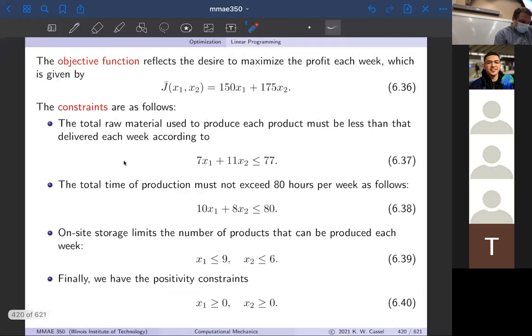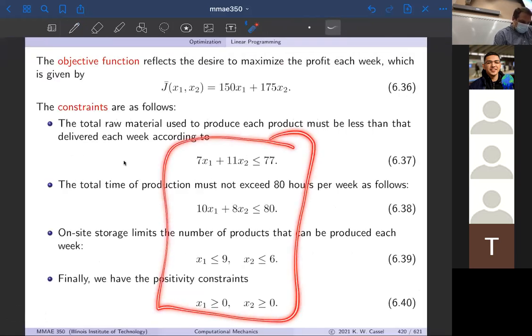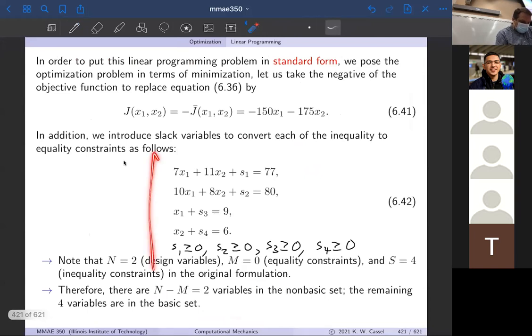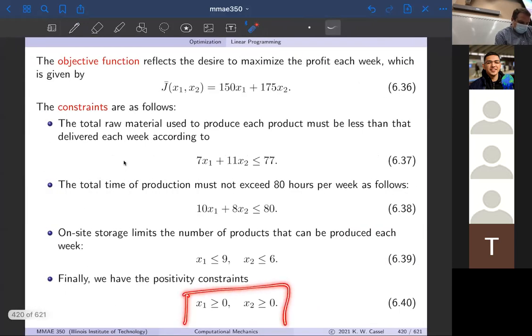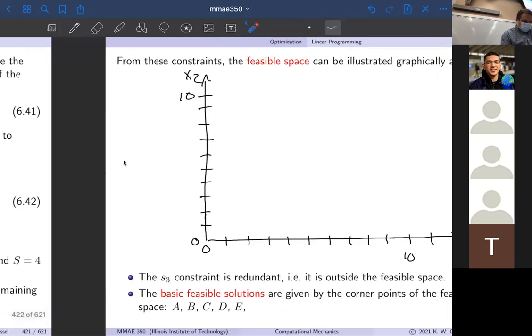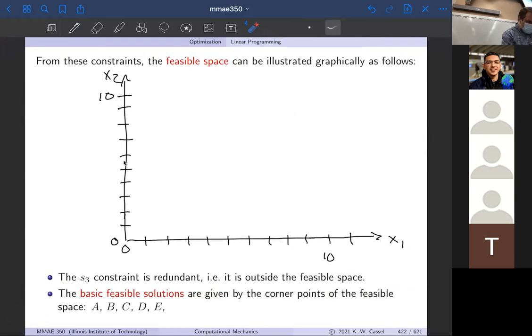And you can look at this form of the constraints, or you can look at this form of the constraints. So let's start with the positivity constraints. x1 is positive and x2 is positive. So that means that x1 is equal to 0 is the x2 axis, and x2 is equal to 0 is the x1 axis. So it has to be somewhere to the right and up. So somewhere in the first quadrant of the x1, x2 space.